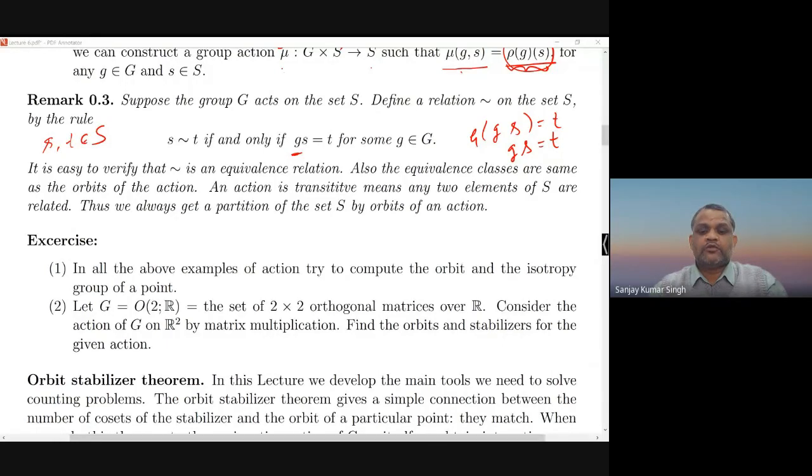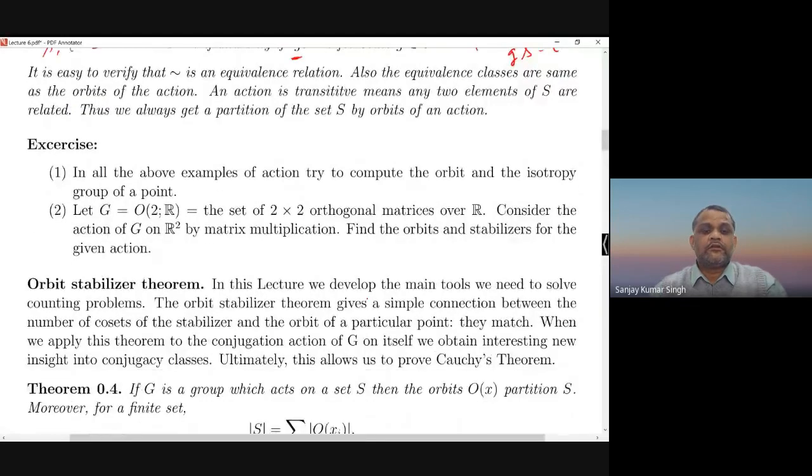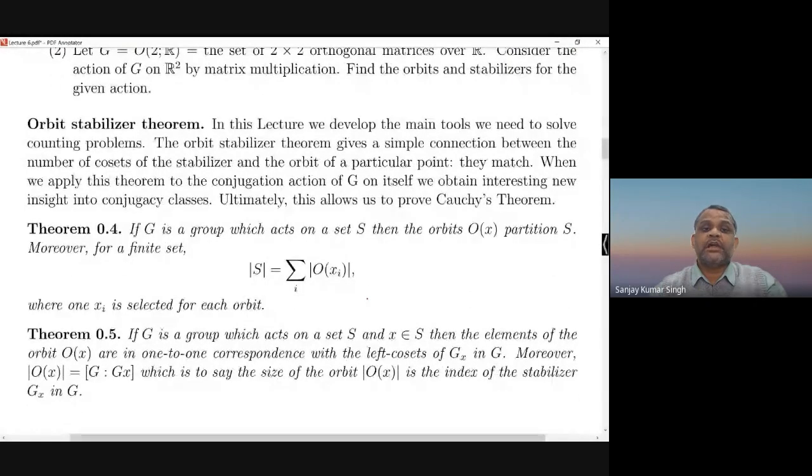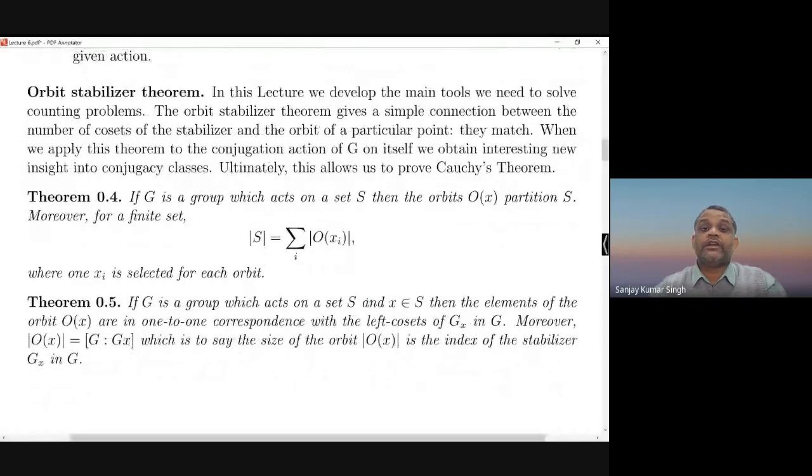So now come to the next part. There are some exercises you can try. There is something called the orbit-stabilizer theorem, which is a very important theorem, and it is also going to help you a lot. Now I will state this theorem, and I will give one or two applications of it. Since you have seen that whenever I give you a group action, you get an equivalence relation, and what does an equivalence relation do? It gives you a partition of the set.